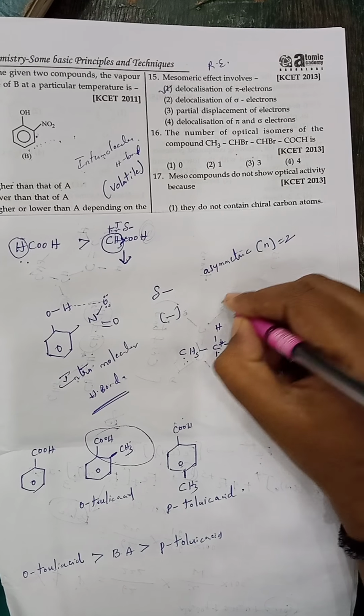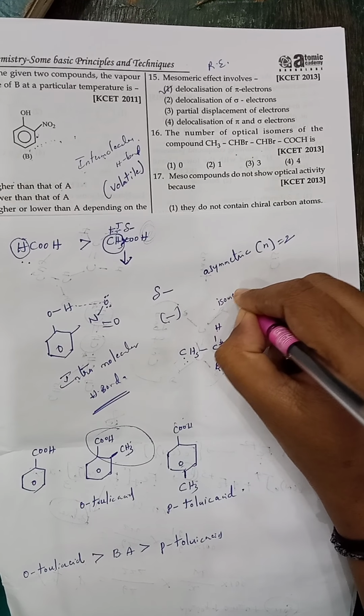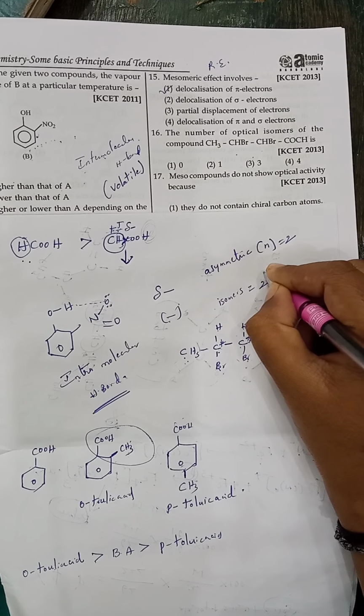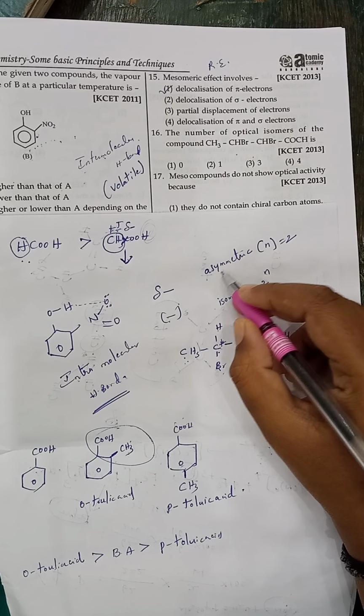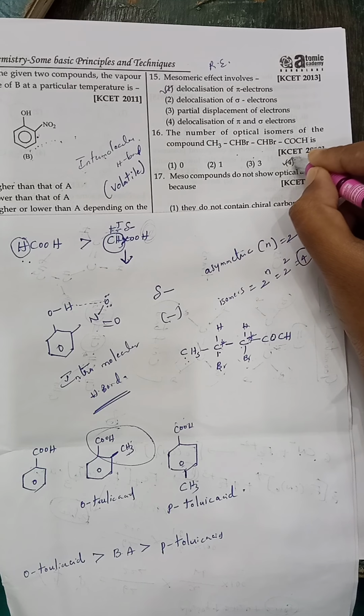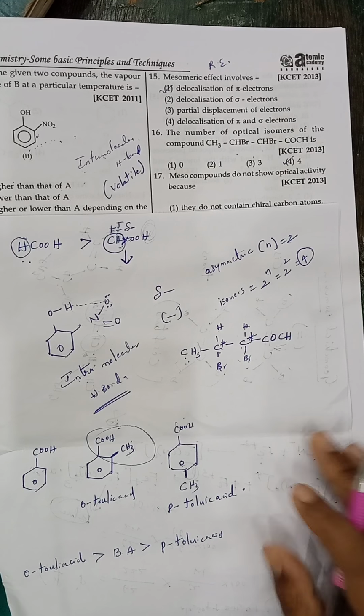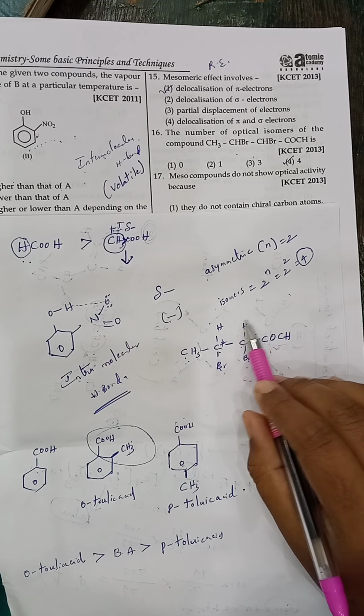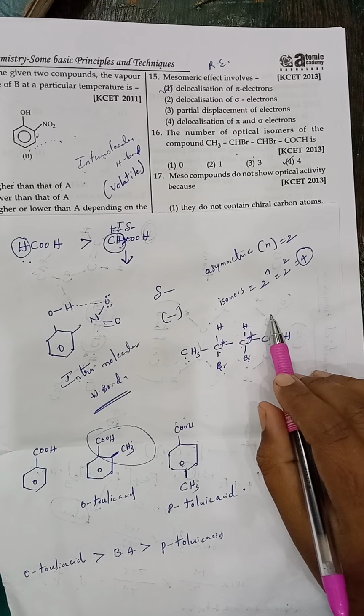What is the formula for isomers? Number of isomers equals 2 to the power of n. What does n indicate? Asymmetric carbons. How many are there? 2. So 2 to the power of 2 equals 4. So the answer is 4, the fourth one. Only the formula to find the number of isomers is 2 to the power of n, where n is the number of asymmetric carbons. If you know what an asymmetric carbon is, it is very easy to find the number of isomers.